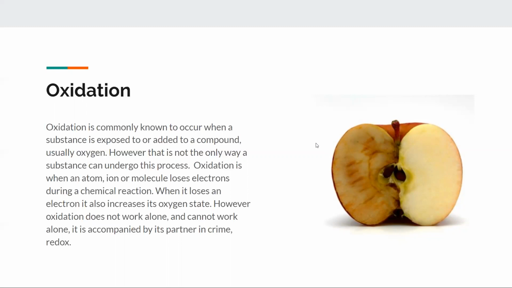Oxidation is in fact when an atom, ion, or molecule loses electrons during a chemical reaction. When it loses an electron, it also increases its oxidation state. You may think this is all. However, oxidation does not work alone and cannot work alone. It is accompanied by its partner in crime, redox. So instead of only thinking there is one process, a big process called oxidation, there are actually two branches underneath, redox and oxidation, that make this process complete.